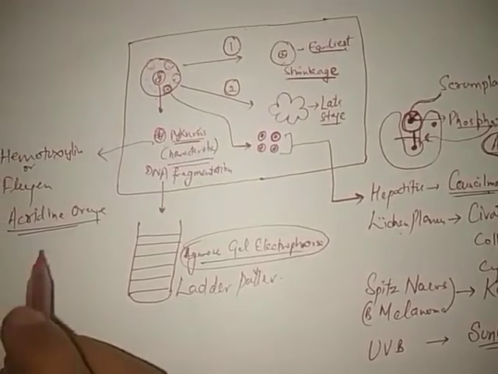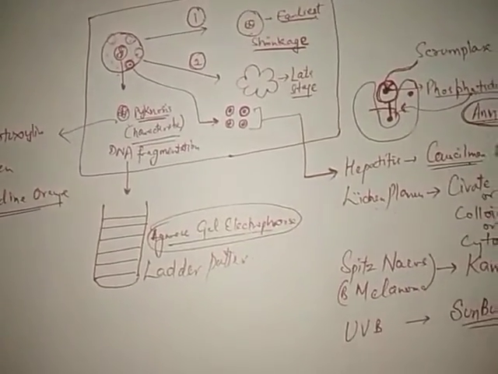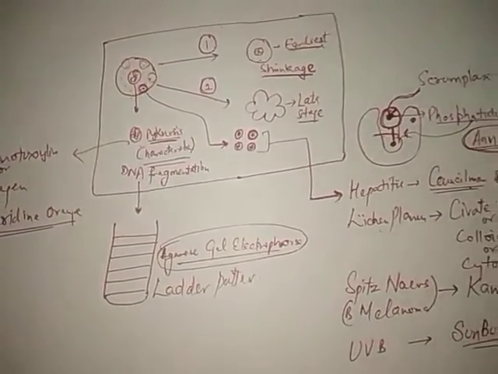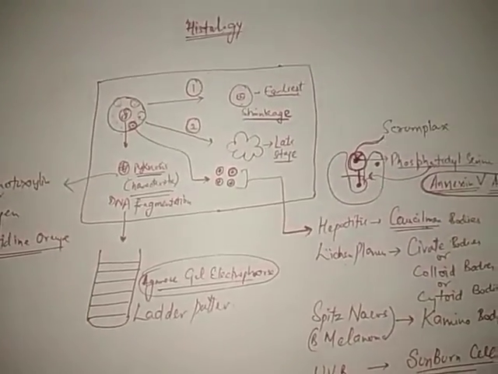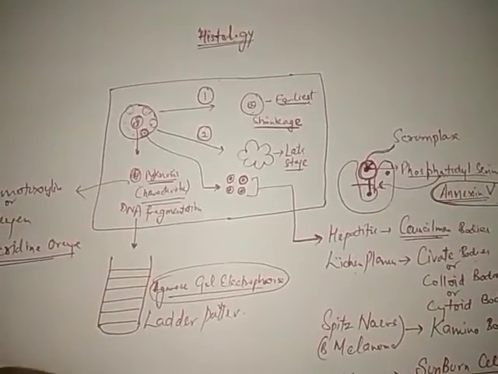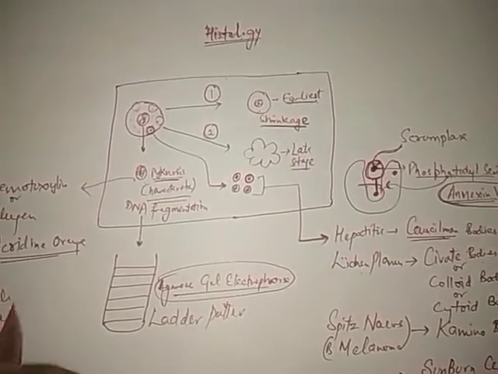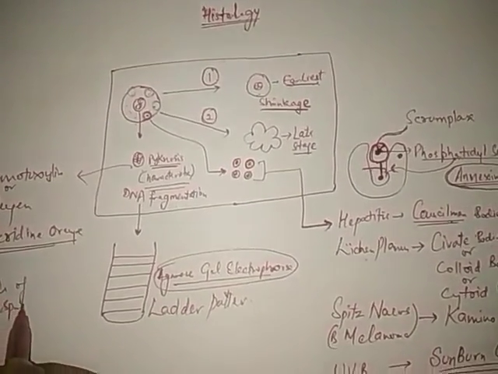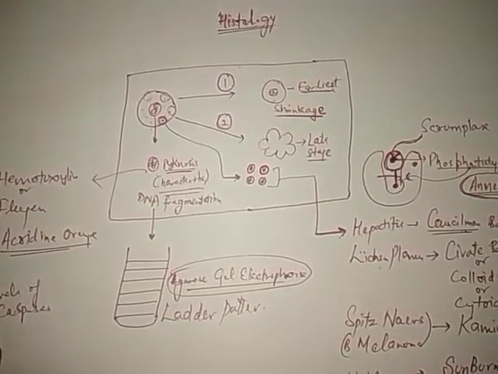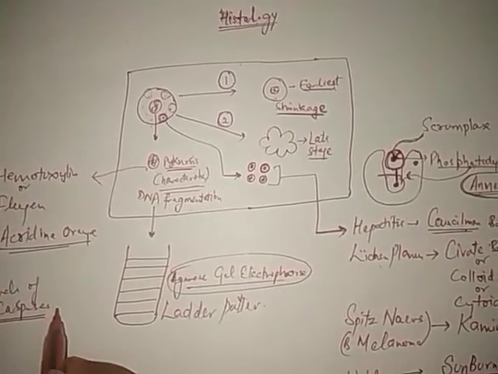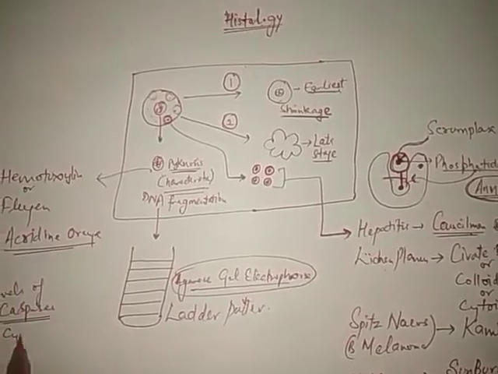We can also measure the level of caspases. When we study the mechanism of apoptosis, we see that caspases are involved in the process of apoptosis. So we can also estimate the levels of caspases. If the levels are high, that means the apoptosis is there. Okay, and along with cytochrome C.